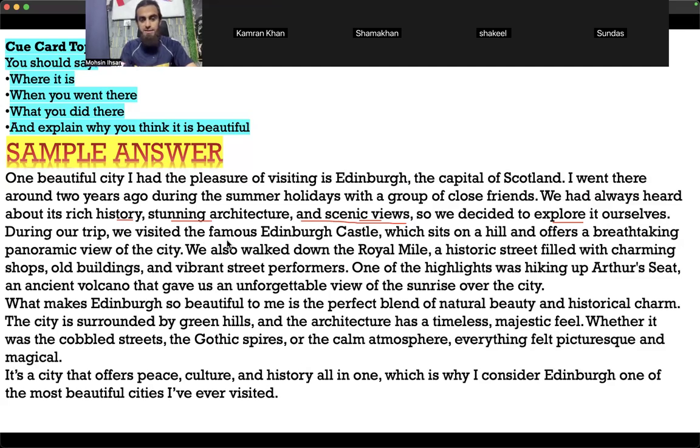During our trip, we visited the famous Edinburgh Castle, which sits on a hill and offers a breathtaking panoramic view of the city. Now, what kind of view? Panoramic view. So what does that mean? We sit on a hill and it offers a breathtaking view. The major point here: breathtaking and panoramic view. So, next point. Now you would actually write it down here.